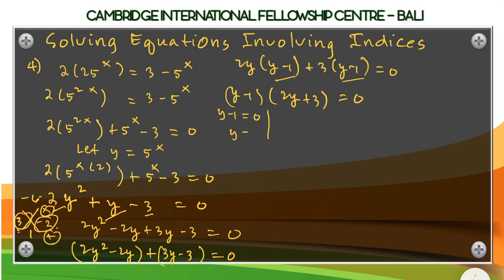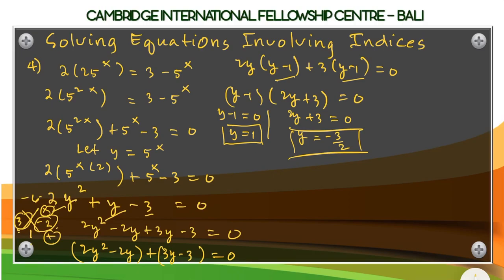So y minus 1 is equal to 0, so y is 1. Then 2y plus 3 is equal to 0, so y is negative 3 over 2. Okay, so we have two values of y. But at this time we're going to examine further if we can use both values of y to solve for x.